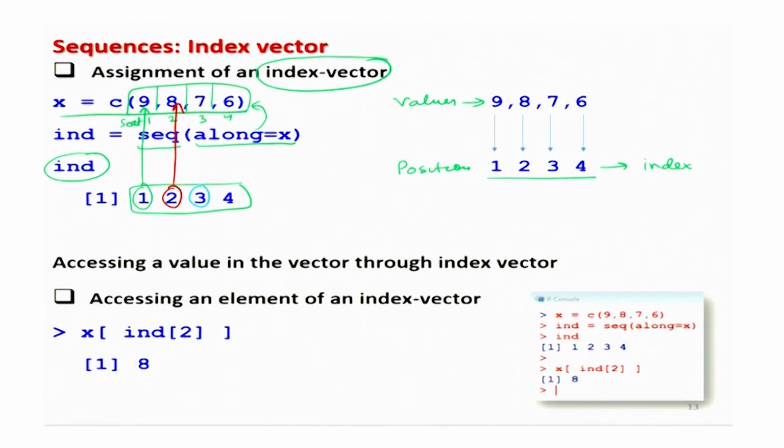The value at index number 3 corresponds to the third value in the data vector x, and the fourth value in the index, which is 4, corresponds to the fourth value in the data vector x, right. So, now what is the advantage?